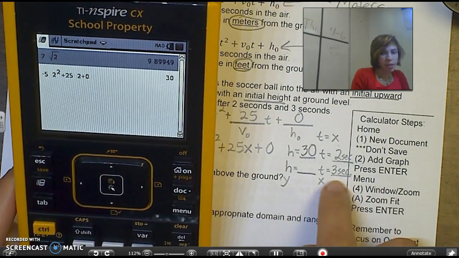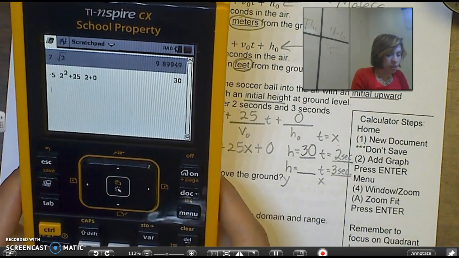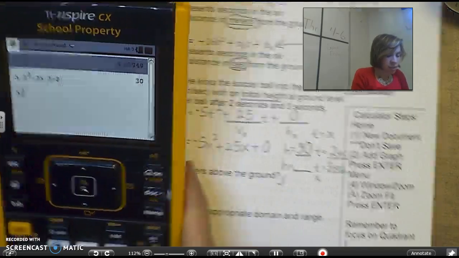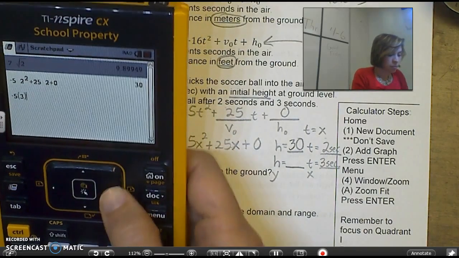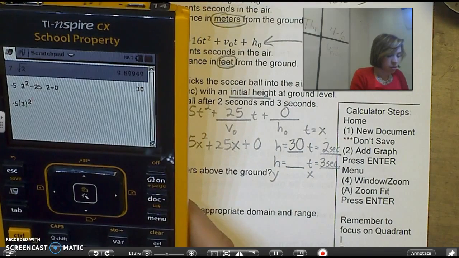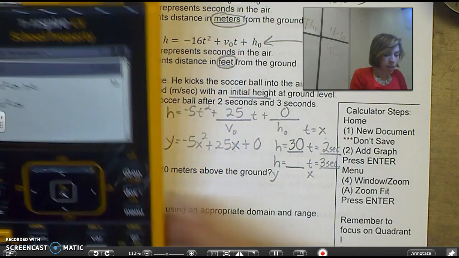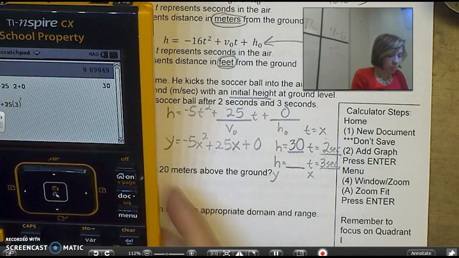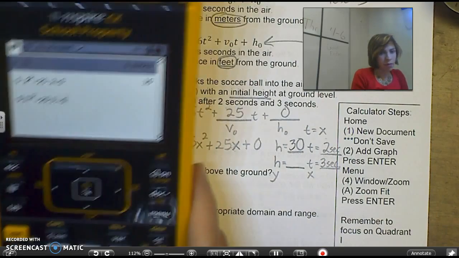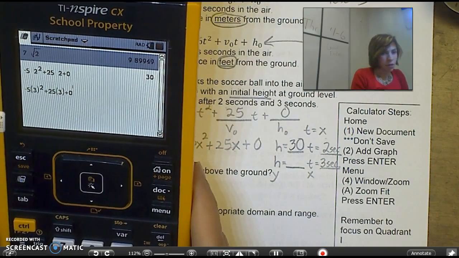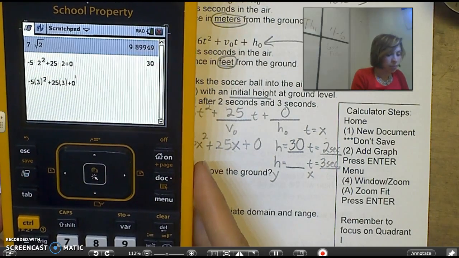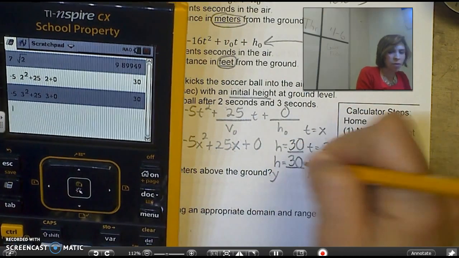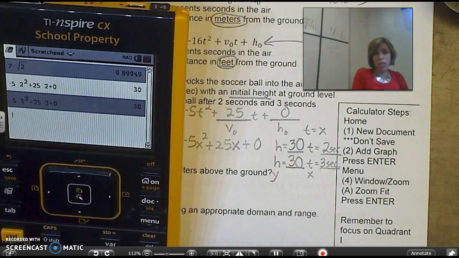Let me do the same thing, but this time I'm going to put in 3 for x. So again, I'll put in negative 5, parentheses, 3 squared, plus 25x. My x is 3 here, so I'm going to put in 3. Plus 0. I'll hit enter. That gives me 30 again. You might ask yourself, is there something wrong? Why do we have 30 2 times?